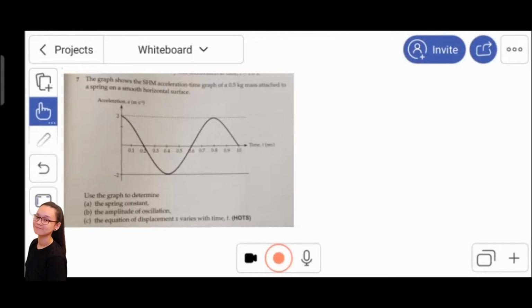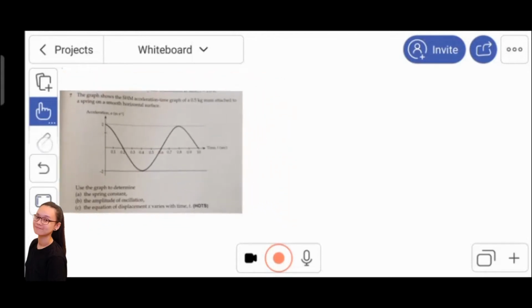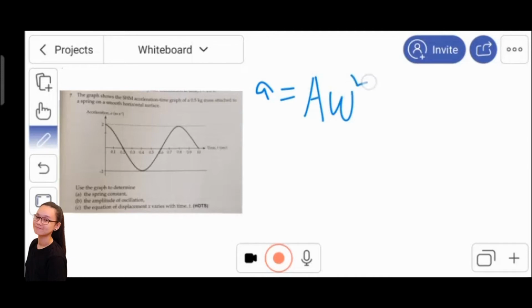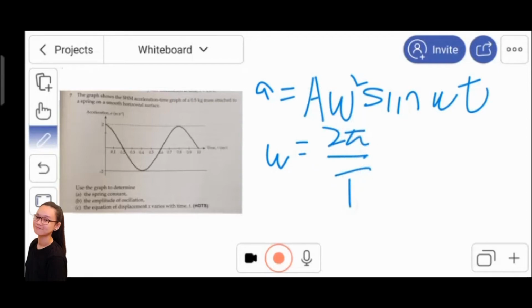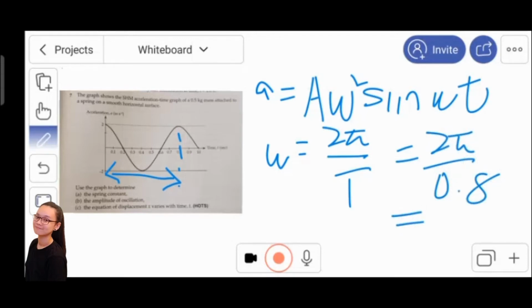Let's start with the spring constant. We already know the formula of the acceleration against time graph is a equal to A omega square sine omega t. So how do we get the omega? Omega is 2 pi over T. We can get our T here. For a complete cycle, we know the period is 0.8. So we get the omega as 2.5 pi.